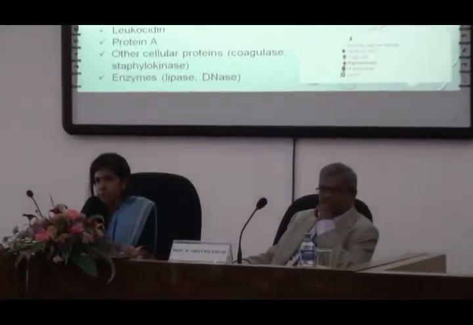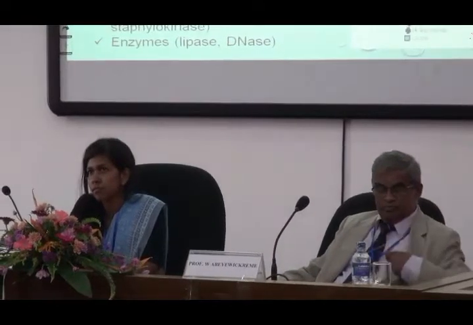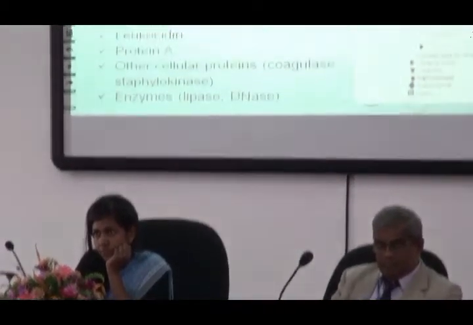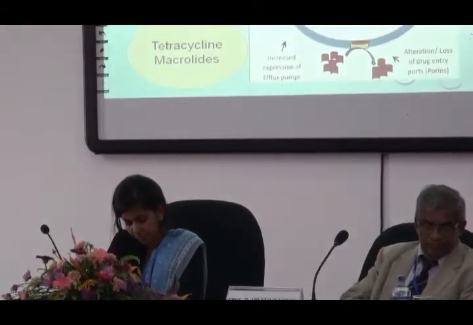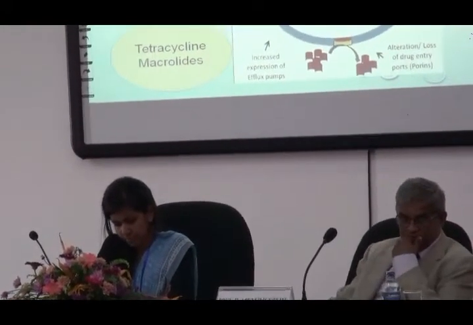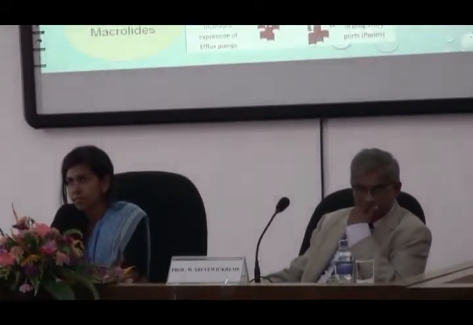Moving to the virulence factors, Staphylococcus aureus has many virulence factors. For example, capsular polysaccharide, membrane-damaging toxins, superantigens, protein A, enzymes, and so on. The mode of developing resistance in Staphylococcus aureus is the alteration of antibiotic binding targets, or sites.